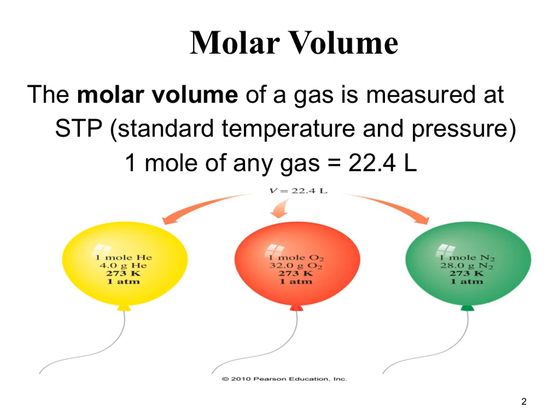You can see with the 3 balloons below of helium, oxygen, and nitrogen that when they are at 1 atm and 273 Kelvin, which is standard pressure and temperature, they have the same volume of 22.4 liters. Remember that they will have different molar masses. 1 mole of helium weighs 4 grams, 1 mole of oxygen weighs 32 grams, and 1 mole of nitrogen weighs 28 grams.